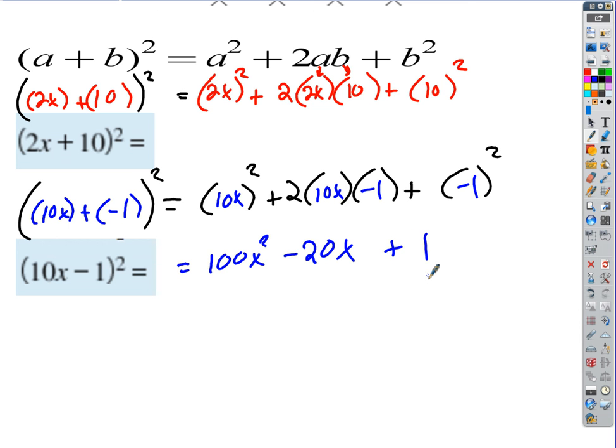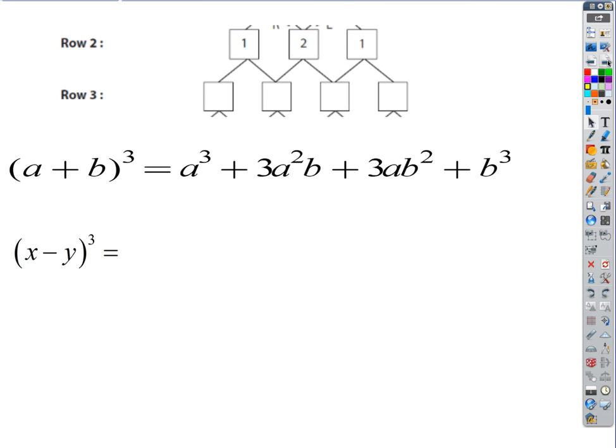Done. Okay. What about the cubes? Well, if we fill out this next row, it was 1, 3, 3, 1. So there's my 1, 3, 3, 1, right? Let's do something like x minus y. So what's my A? X. And my B is just negative y, isn't it, in this case? And I'm cubing the whole thing.